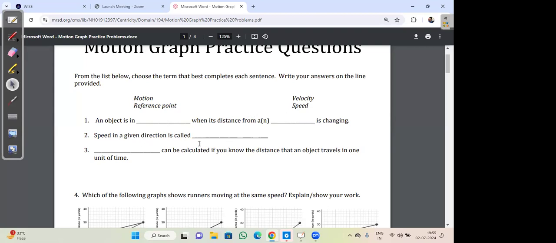Speed in a given direction is called velocity. This will be velocity. And the third one: speed.